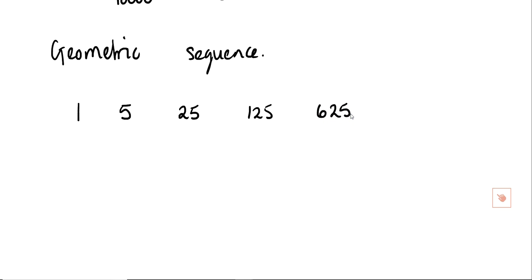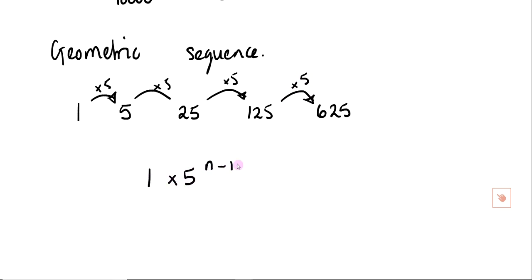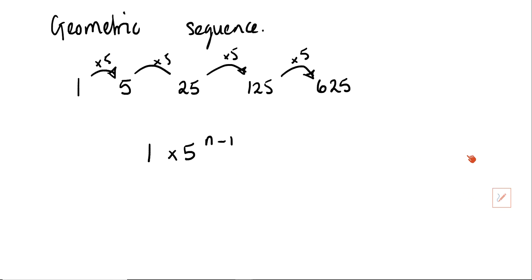So how do I make this geometric sequence? I actually multiply by 5 every time. Okay. Can anyone remember therefore how to do the general rule for this? Is it 1 times 5 to the power of n minus 1? Make sense? Yes. Okay. Do you all remember how to do that one? Yeah? You remember doing that?